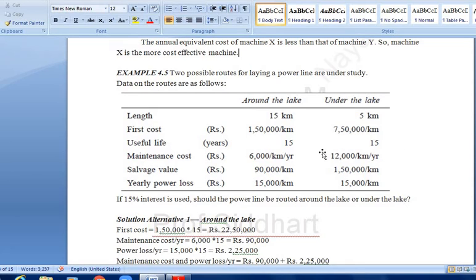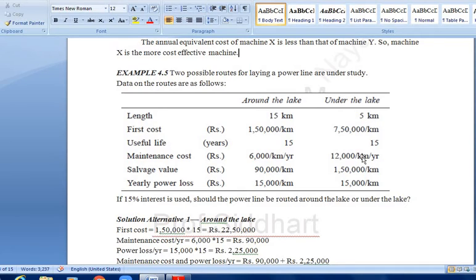Useful life is 15 years for both. See the costs. Maintenance cost is 6,000 per kilometer per year. Salvage value is 90,000 per kilometer. Yearly power loss is 15,000 per kilometer. Everything is given per kilometer, so you have to multiply it by 15 in case of the first alternative, that is around the lake, and for the second one you have to multiply it by 5, under the lake.